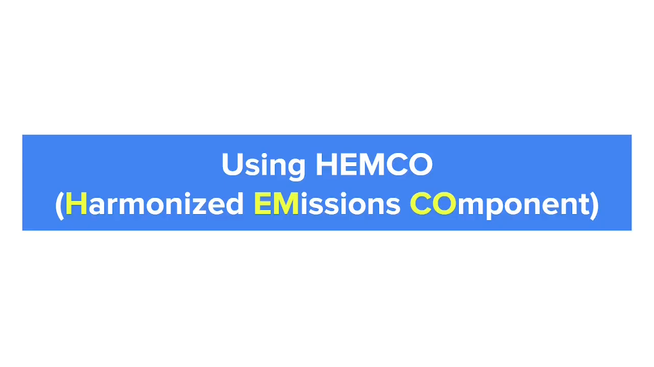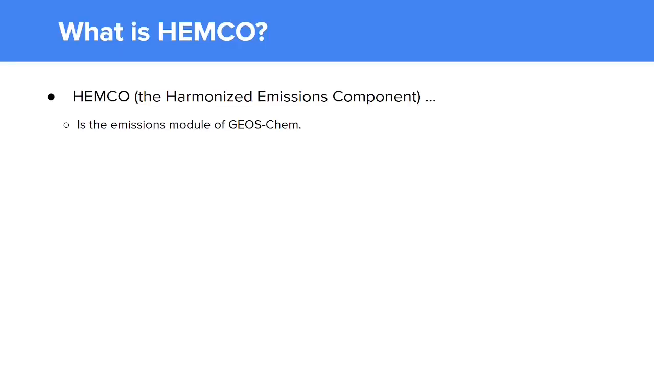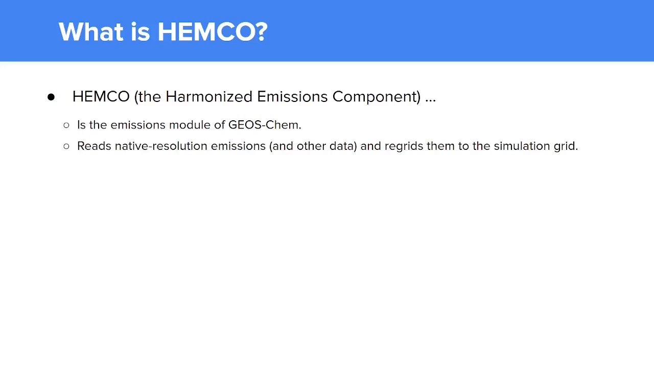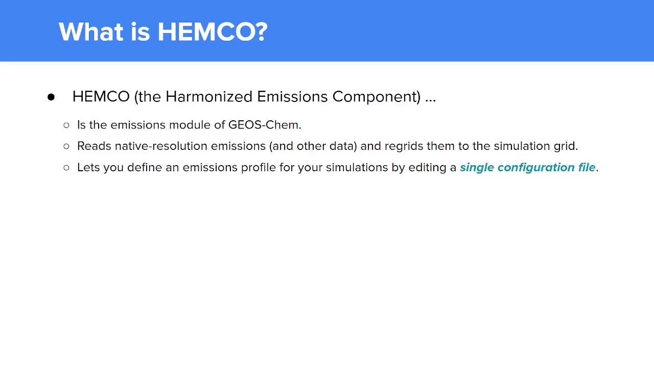As I mentioned previously, GEOS-Chem Classic uses other software packages as submodules. The emissions package of GEOS-Chem is called HEMCO, the Harmonized Emissions Component. What is HEMCO? HEMCO is the emissions module of GEOS-Chem, as I just said. It reads native resolution emissions and other data and regrids them to the simulation grid. So you don't have to pre-process emissions. Whatever emissions they come in, as long as they're in a netCDF file, HEMCO can read and regrid that data to the GEOS-Chem grid or your simulation grid.